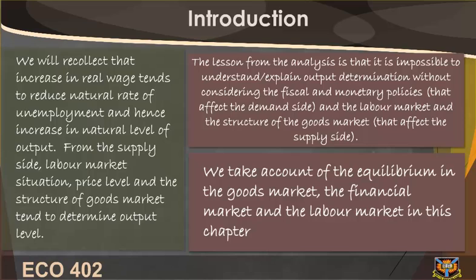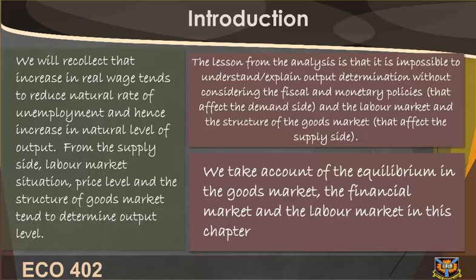We will recollect that an increase in real wage tends to reduce the natural rate of unemployment and hence increase the natural level of output. From the supply side, labor market situation, price level, and the structure of goods market tend to determine output level. The lesson from the analysis is that it is impossible to explain output determination without considering the fiscal and monetary policies that affect the demand side and the labor market and the structure of the goods market that affect the supply side.